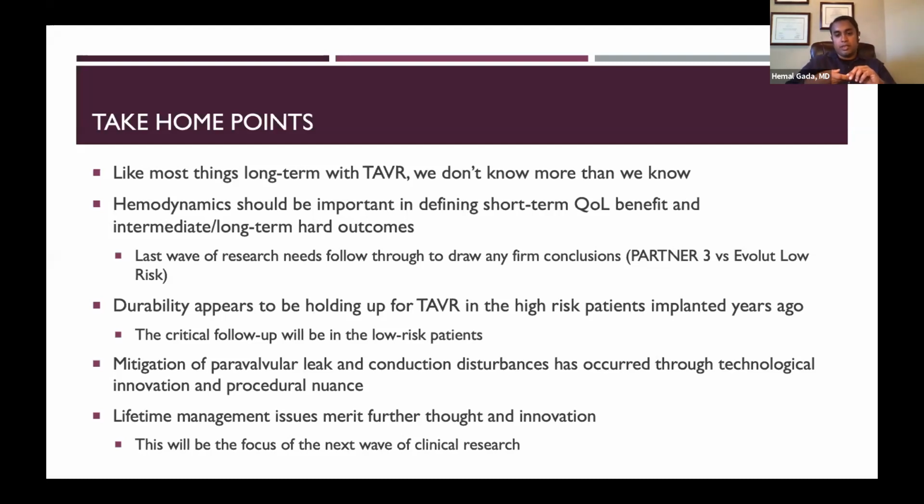Mitigation of paravalvular leak and conduction disturbances has occurred through technological innovation and procedural nuance. And lifetime management issues merit further thought and innovation, and that will be the focus of the next wave of clinical research. So again, thanks for the opportunity to present today, and I'm happy to entertain any questions from the distinguished panelists.